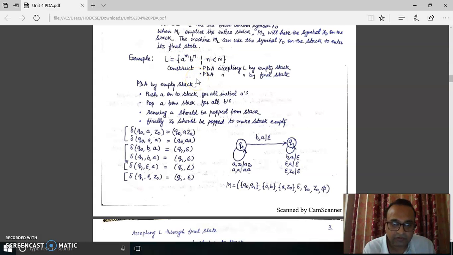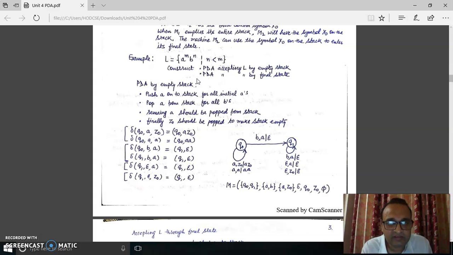So first of all, we have to make its logic. What will we be doing? The logic is very simple. We have a stack and the stack top symbol. Initially the stack top symbol is the stack initial symbol, which is Z0. So that stack is given to us. For each A, we will keep pushing A onto the stack. For every A encountered in the input tape, we will push A onto the stack. And once B's start coming, first of all we will change the state.